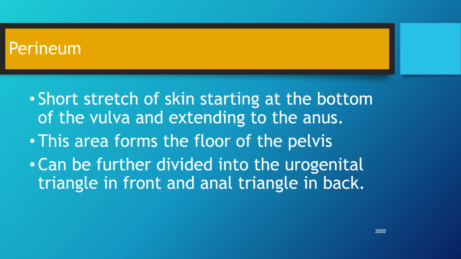The perineum is the last external genital we will discuss. The perineum is a short stretch of skin starting at the bottom of the vulva and extending to the anus. It is a diamond-shaped area between the symphysis pubis and the coccyx. This area forms the floor of the pelvis and contains the external sex organs and the anal opening. It can be further divided into the urogenital triangle in front and the anal triangle in back.